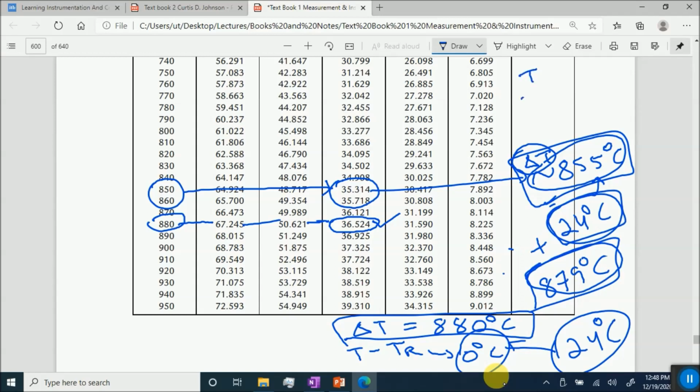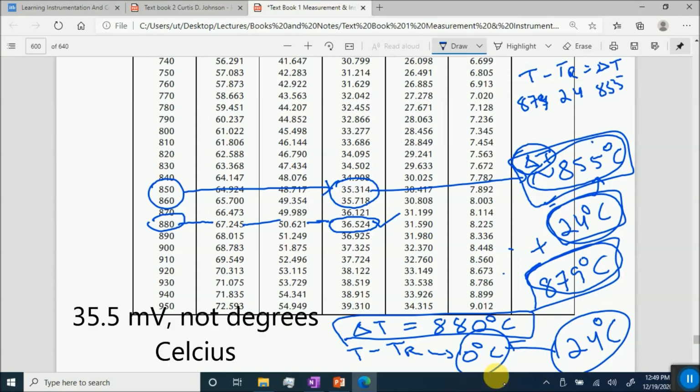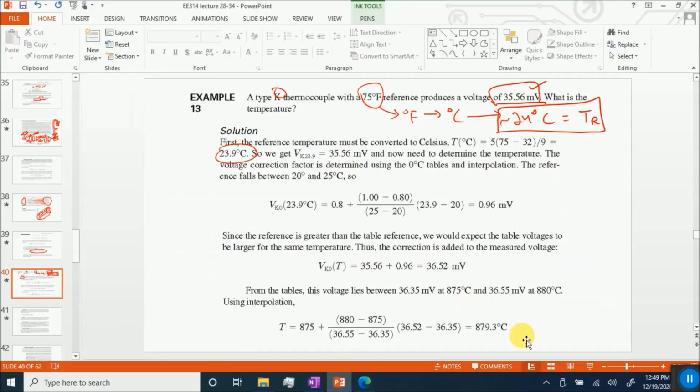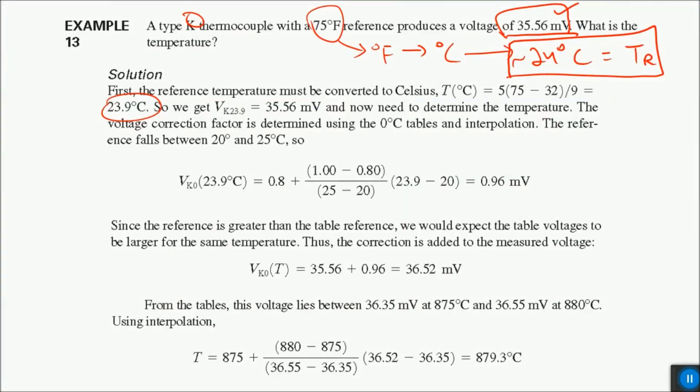So if your T is 879 and your TR is 24, your delta T will be equal to 855, and that corresponds to 35.5 millivolts. So let's see if we have calculated it correctly. And you can see here that we are getting an actual temperature of 879 degrees Celsius. That is the value we calculated.